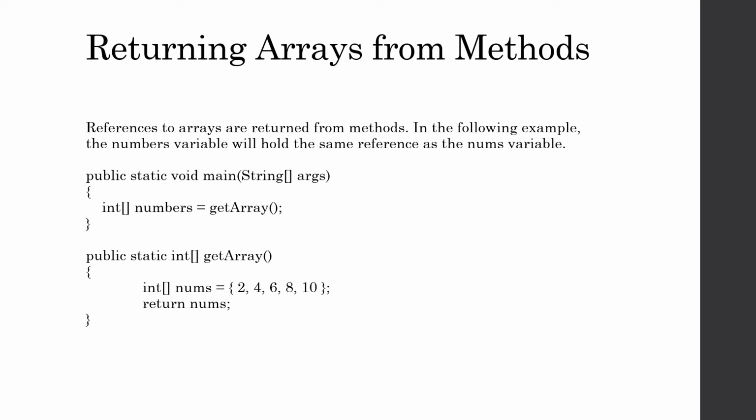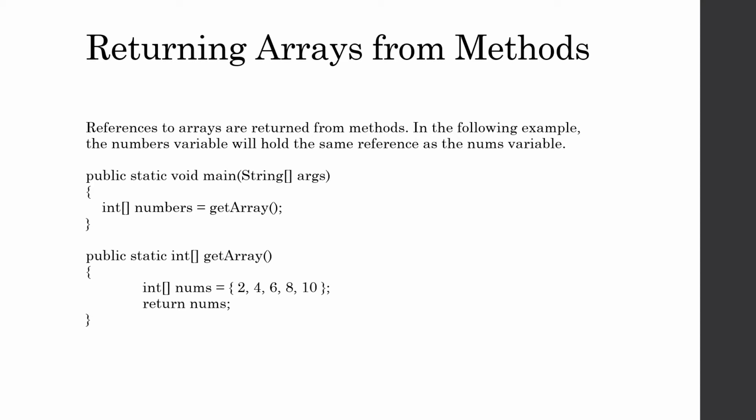So in the following example, we can see the numbers variable is going to hold the same reference as the nums variable that is in our getArray method. In our main method, we set up or declared the numbers array. It's going to be an int array. That's going to be equal to the value that we are returning from our call to the getArray method.